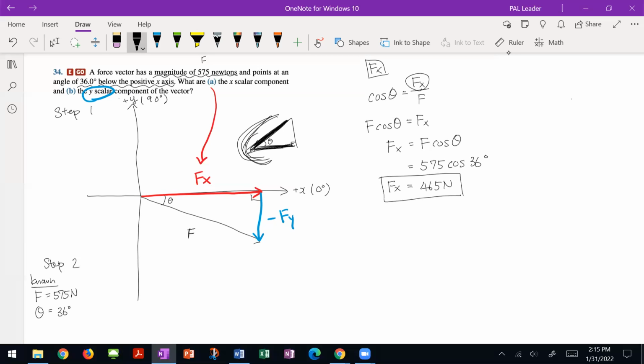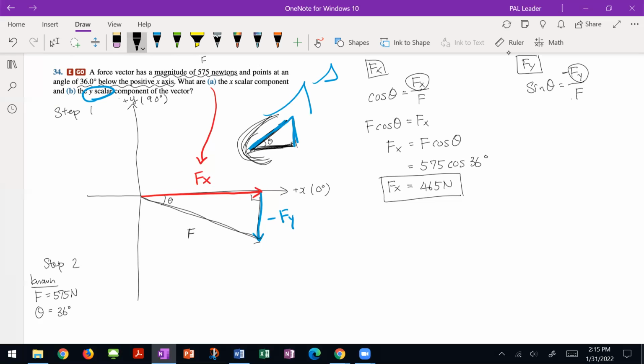Now let's look for Fy. Same thing. We have the hypotenuse and now the opposite. If I were to visualize it over here, it'd be this side and this side. Can you see how that makes a similar to cursive S? So that tells me I'm going to be using sine. So I can say that sine theta equals negative Fy under F, right?